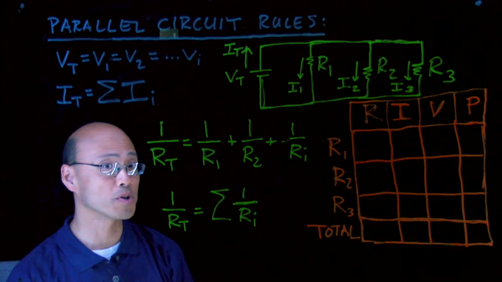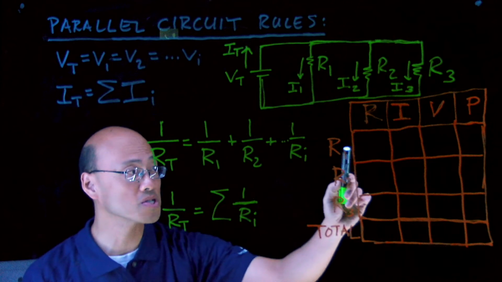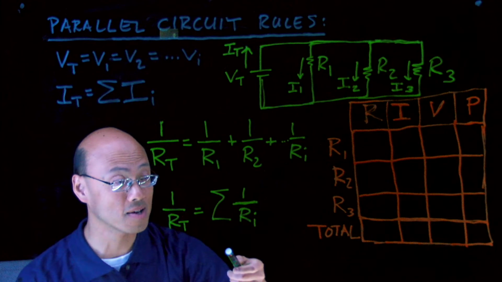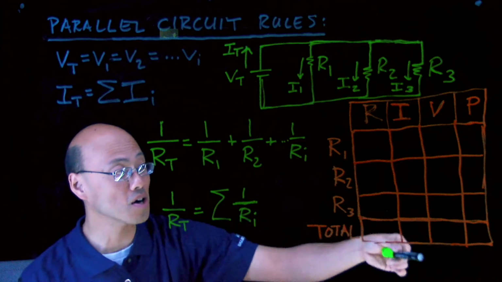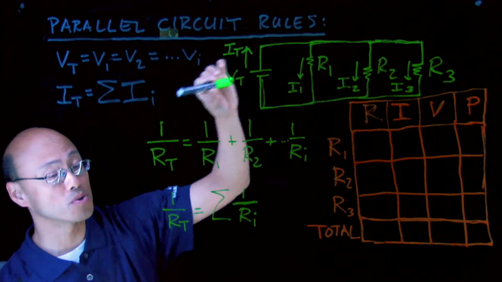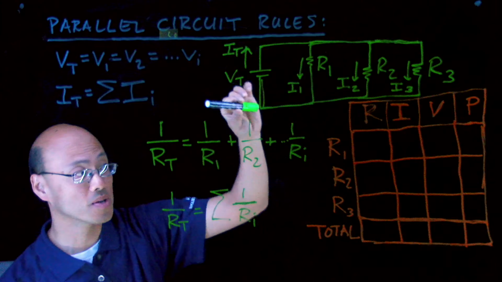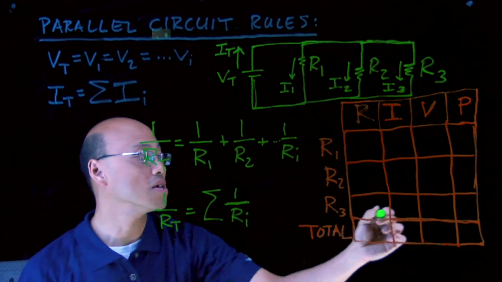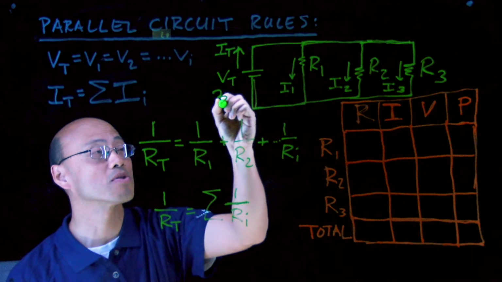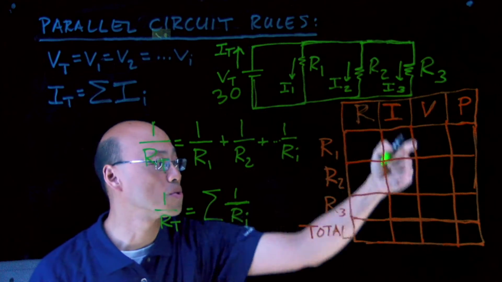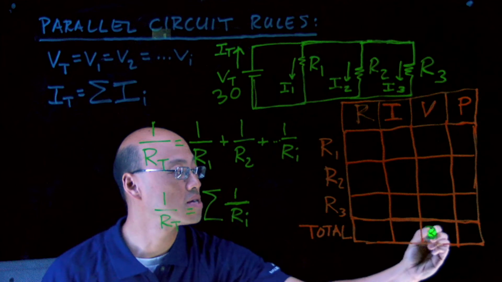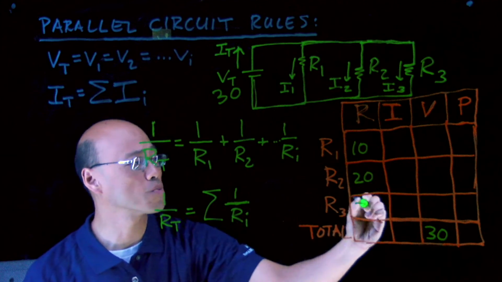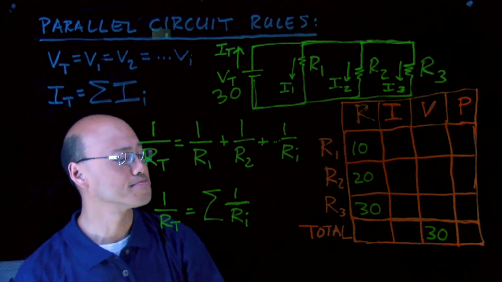And for review purposes, remember, if I want to fill something out in the rows, I use Ohm's law. And if I want to go up and down the columns, I use the rules of the circuit. Okay? So we're going to start with a similar circuit. I have a 30-volt battery or power source, total of 30 volts, so V total is 30. And I think I had a 10, a 20, and a 30 ohm resistor, so we'll have that again.